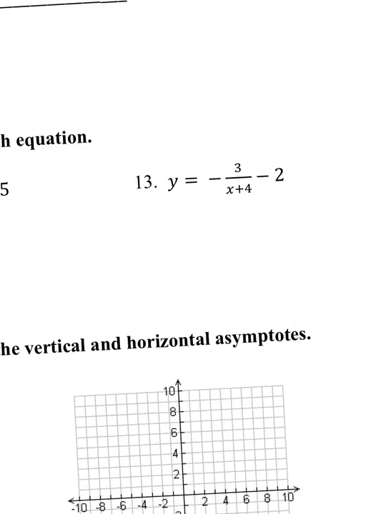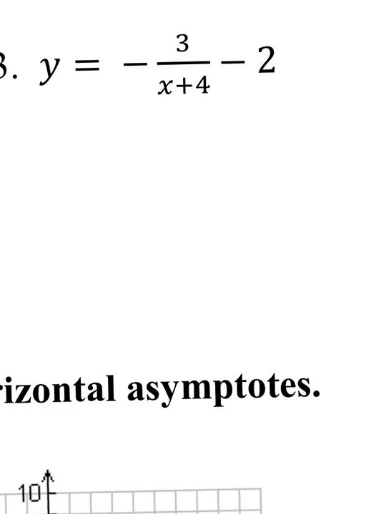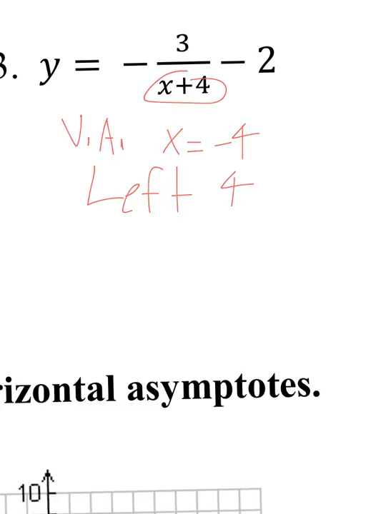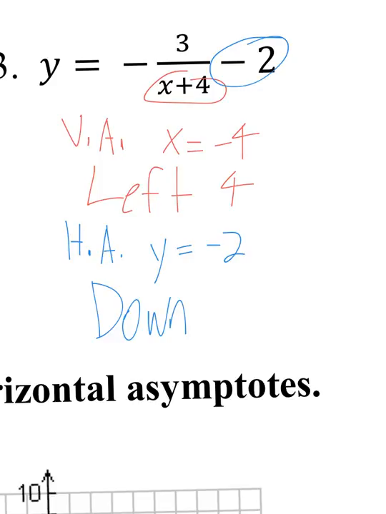So let's move on to number 13. So here we have x plus 4. So that means your vertical asymptote, set that equal to 0, you get x equals -4, which means it went left 4 units. Okay, and then this -2, that tells me my horizontal asymptote is at y equals -2, which means that went down 2.